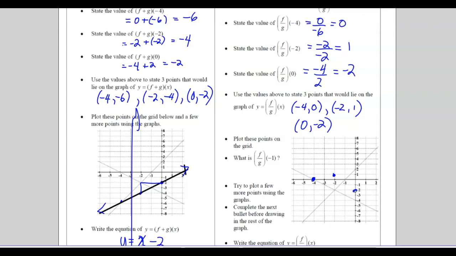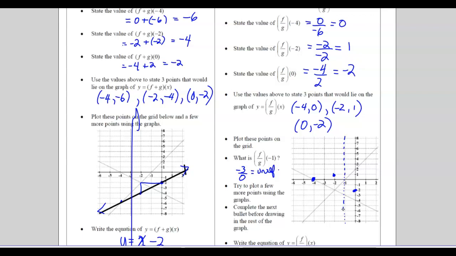Then it asks, what is f over g at -1? So f is -3, g is 0. So -3 over 0 is undefined. So that's where we would get an asymptote. Okay.